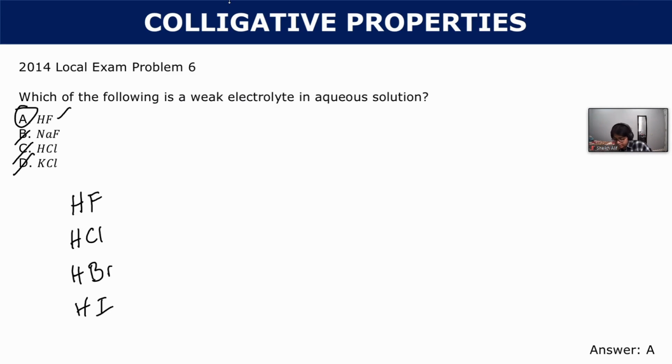An interesting thing about HF is that if you look at the column where fluorine is on, all of them are H and then some other element: HF, HCl, HBr, HI. They're all strong acids, but the only weak acid there is HF. It's one of those exceptions to the strong acid rules that you need to have in mind. So it's good to know that HF is a weak acid, while its other brothers and sisters in the column are going to be strong acids.